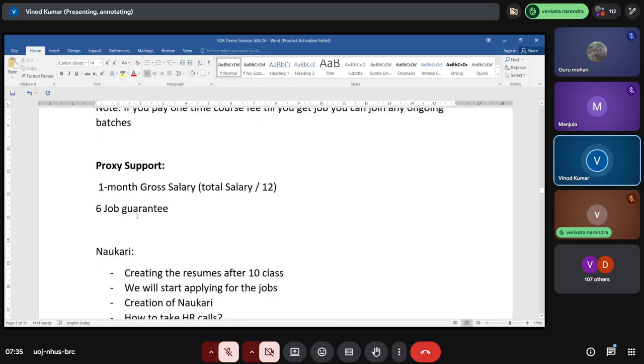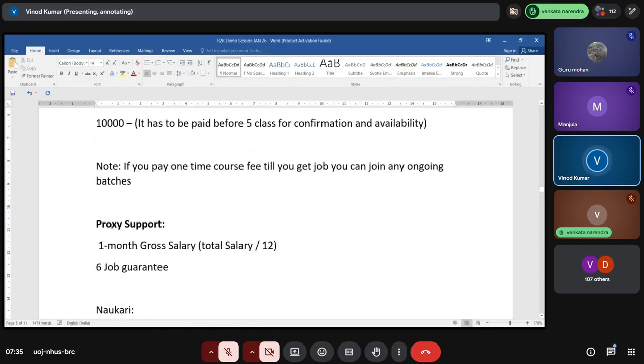Okay. And for the interview support, guys, proxy support is nothing but interview support. If you require it from my side. If you crack it yourself without my help, no need of paying anything. Many people did that previously by understanding the concepts which I taught in the class. They cracked the interview on their own. So if you do that, no need of paying anything.